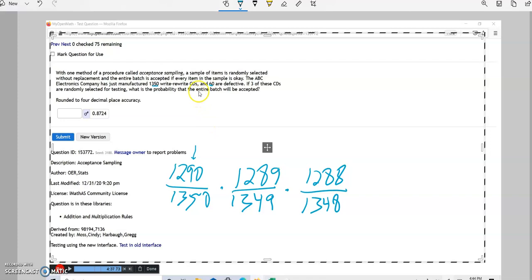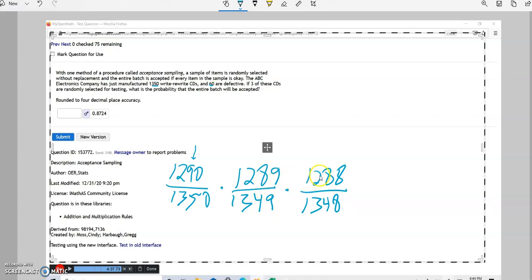So the probability of getting the first one is 1290 divided by 1350. Now we have one less CD and one less good one. So then what's the probability after I draw the first one that the next one is good? So it's one less, 1289, one less, 1349. After I draw the first two, what's the probability of the third one being good to go?